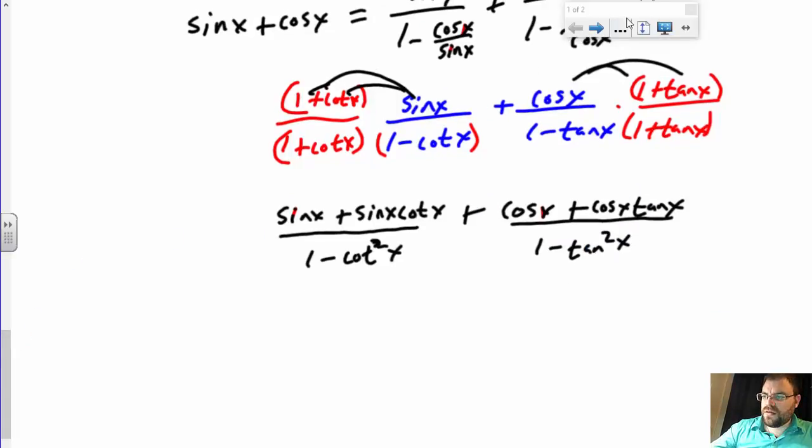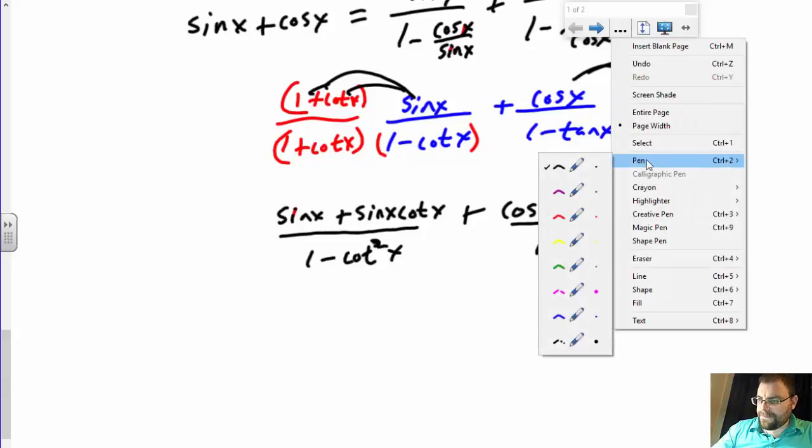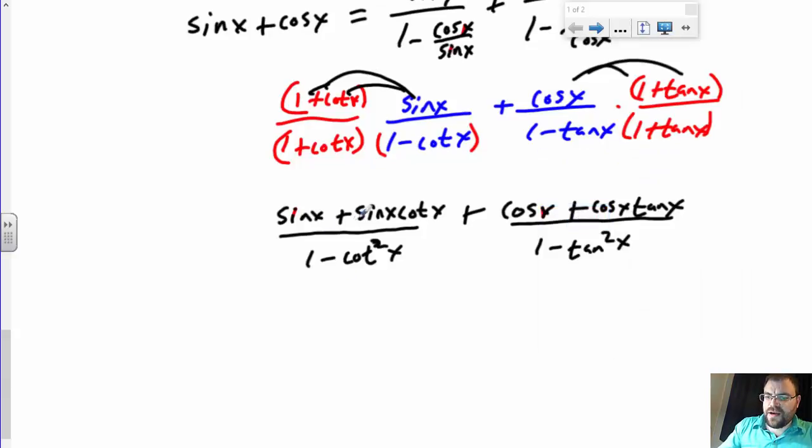Very well. Now I can see that I don't have a common denominator, so I'm going to have to multiply again. So this is a two-step process for me. This is why this was a little lengthier. I'm going to have to multiply this denominator by this one. That's what I'm going to do. So I'm going to say 1 minus tangent squared x top and bottom.